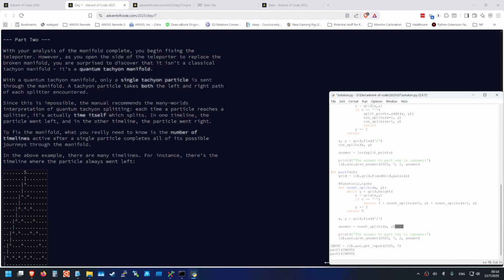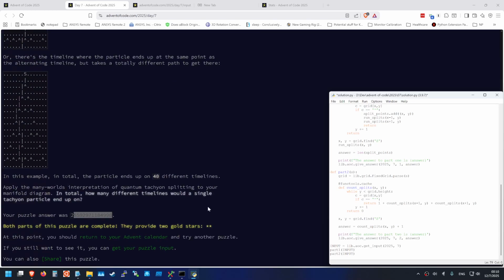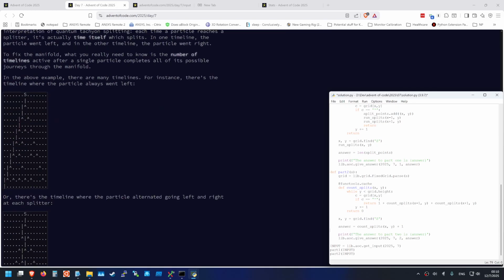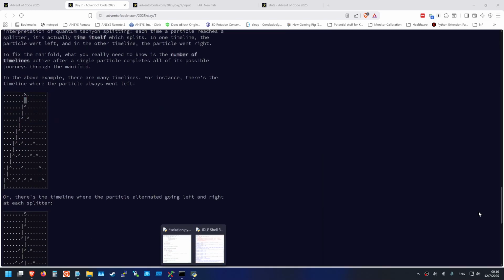I'm probably going to add some comments here so that the code is a little more clear because it's kind of obtuse. And my reasoning was, I hope I'm right, but I got the right answer, so I'm pretty sure my reasoning was correct when on the test data I got 39. I was just missing this very initial timeline here.